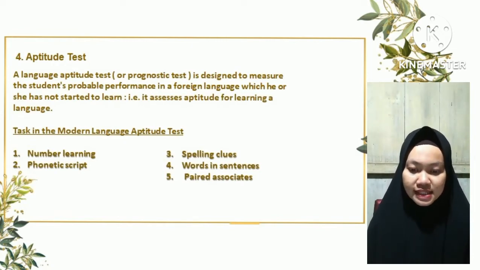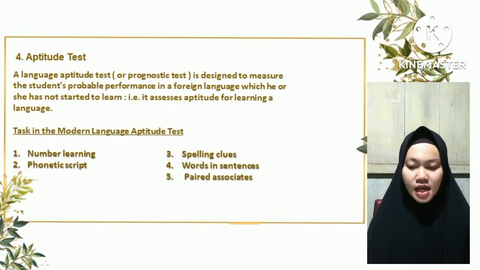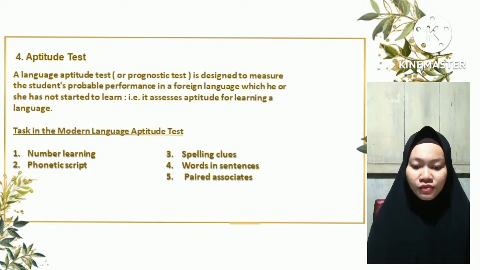First, number learning. Examinees must learn a set of numbers through oral input and then discriminate different combinations of those numbers. Second, phonetic script. Examinees must learn a set of correspondences between speech sounds and phonetic symbols. The third, spelling clues. Examinees must read words that are spelled somewhat phonetically and then select from a list the one word whose meaning is closest to the disguised word.